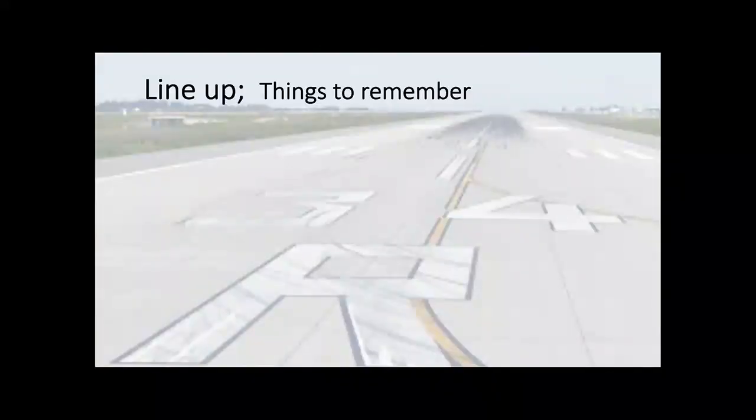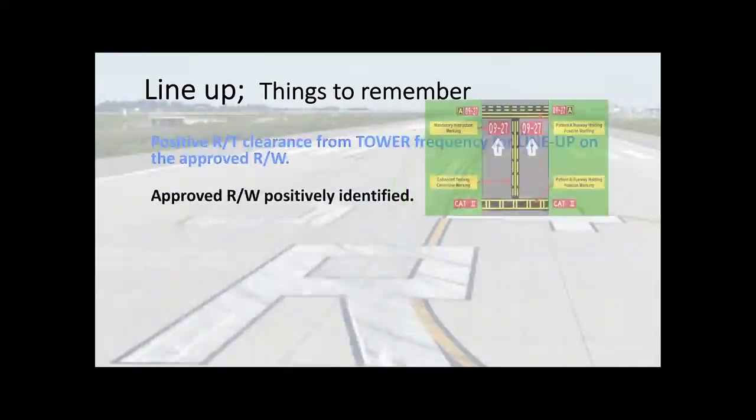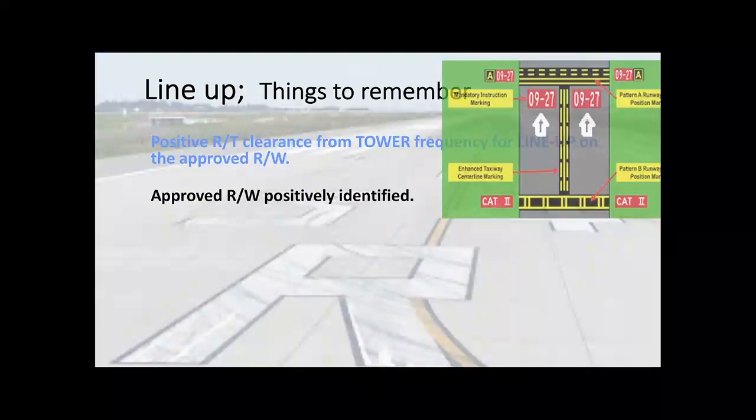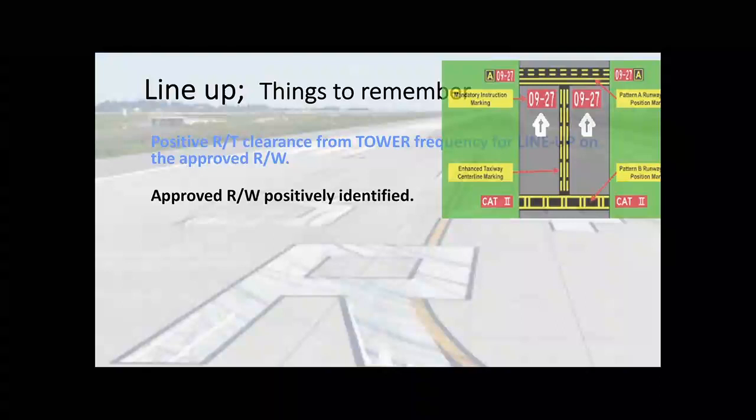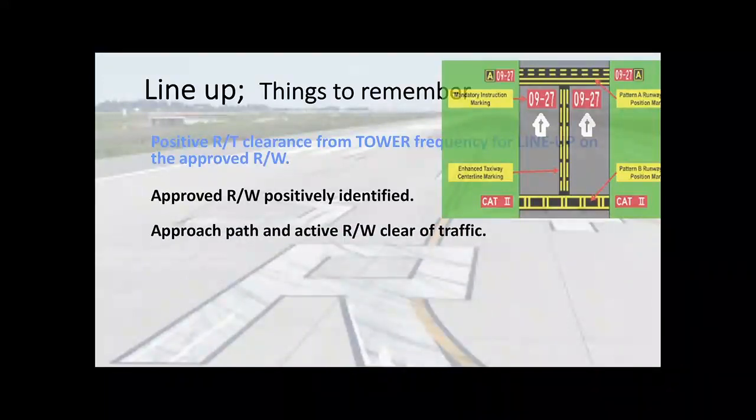Next, when you're lining up, a few things you need to remember. You must have positive clearance from the tower frequency for lineup on the approved runway. The approved runway should be positively identified. We all are familiar with the identifying marks, but there is no harm in relearning these and revising them periodically. You should ensure the approach path and the active runway is clear of traffic. There are times when you are given clearance by the ATC to line up behind a particular aircraft which is landing on the same runway.